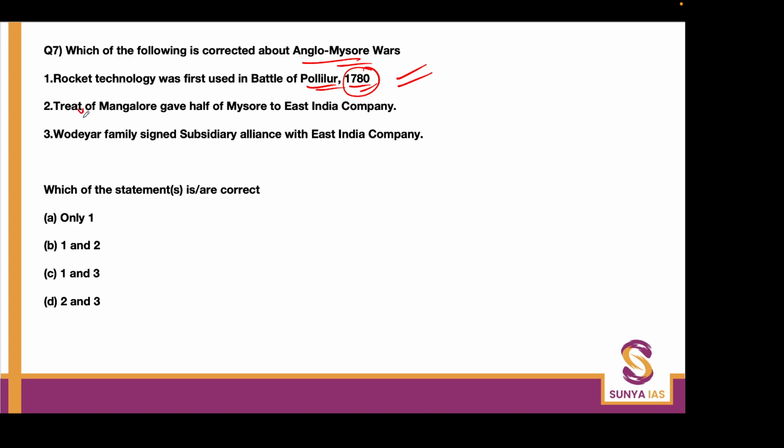The Treaty of Mangalore gave half of Mysore to the East India Company. Now, that was the Treaty of Seringapatam, which happened in 1792. The Treaty of Mangalore was a stalemate treaty, and both sides decided to go back to their borders as of 1780, when the Second Anglo-Mysore War started. So the second statement is wrong. The Wodeyar family signed the subsidiary alliance with the East India Company. This is correct: after the Fourth Anglo-Mysore War, when Tipu Sultan was killed, the British provided the throne back to the Wodeyar family only on the assurance that they would sign the subsidiary alliance, and they did so. So this statement is right.